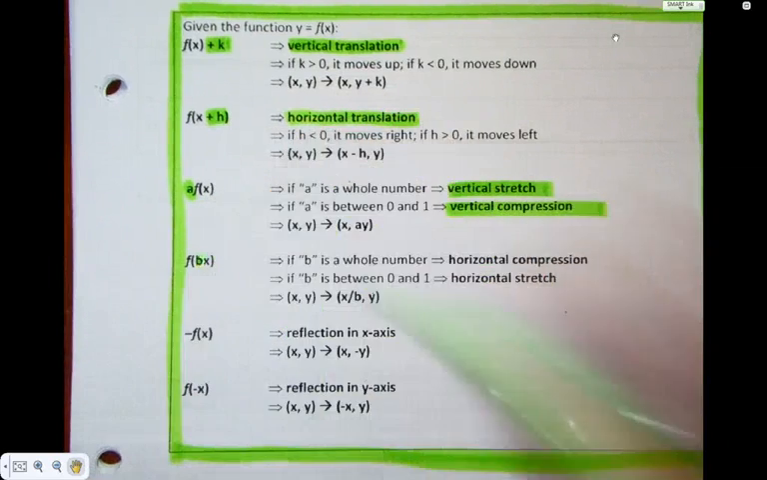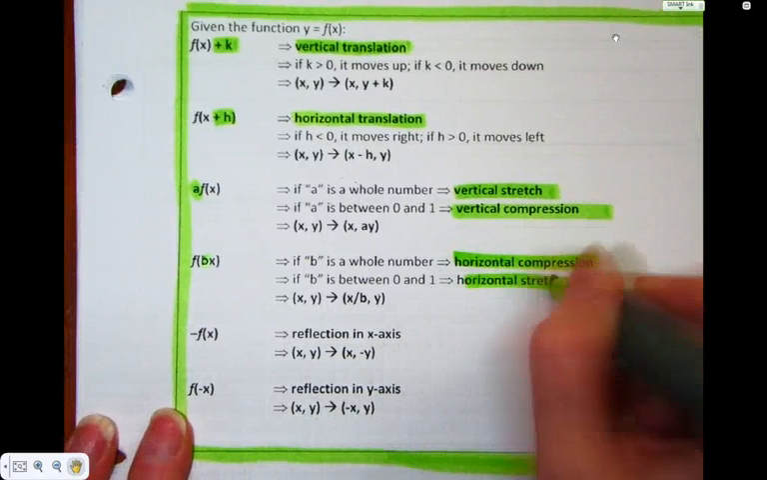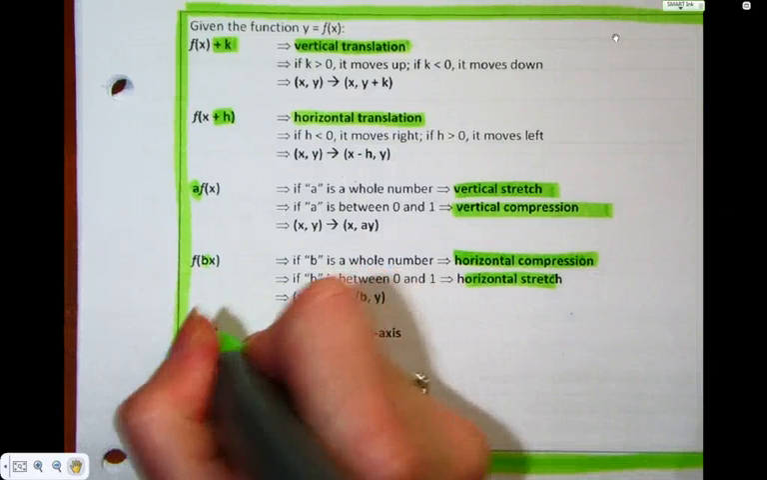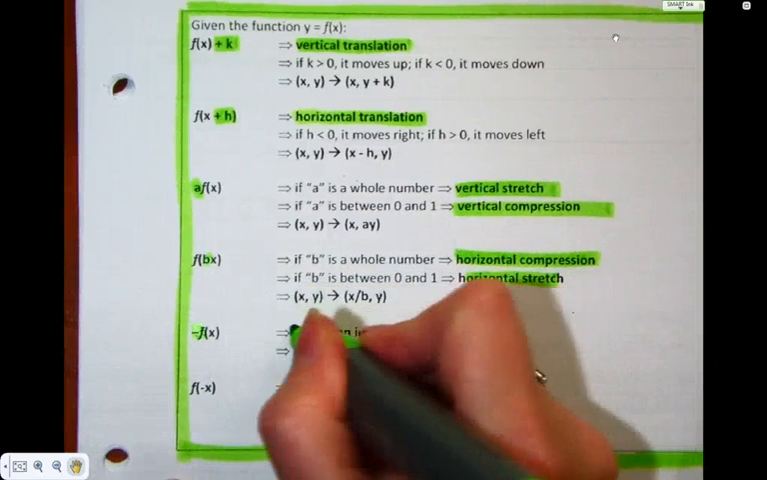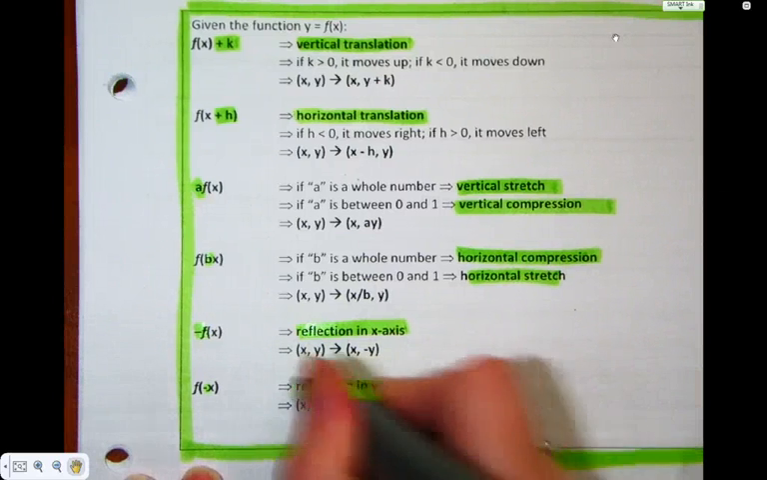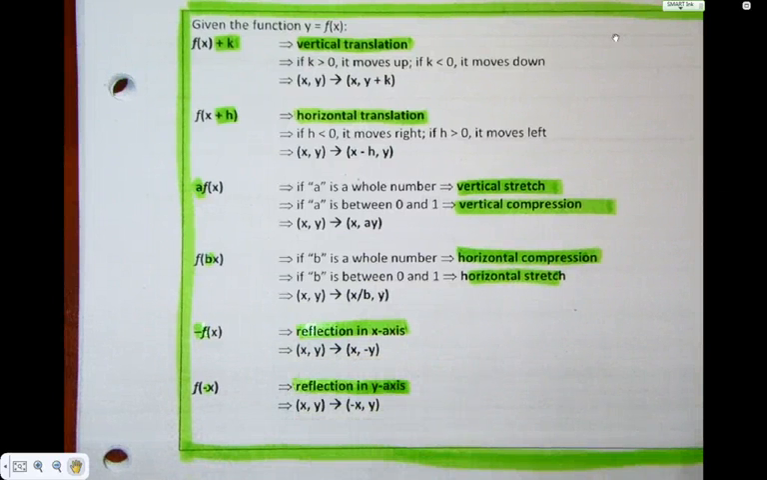If we're multiplying inside the brackets, that's your horizontal stretches and compressions. If there's a negative in front of the brackets, that's your reflection in the x-axis, which is your vertical reflection. And if the negative is inside the brackets, ooh, big shock here, reflection in the y-axis or reflection in the horizontal direction.